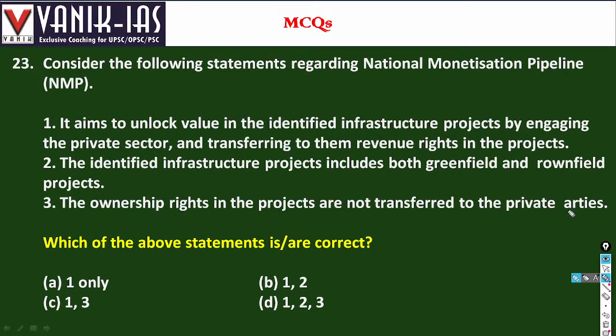Consider the following statements regarding National Monetisation Pipeline (NMP). It aims to unlock value in the identified infrastructure projects by engaging the private sector, transferring revenue rights in the projects. Yes. Value of identified infrastructure, right? By collaboration with the private sector, that will increase the value. The identified infrastructure projects include both greenfield and brownfield projects. This is wrong.